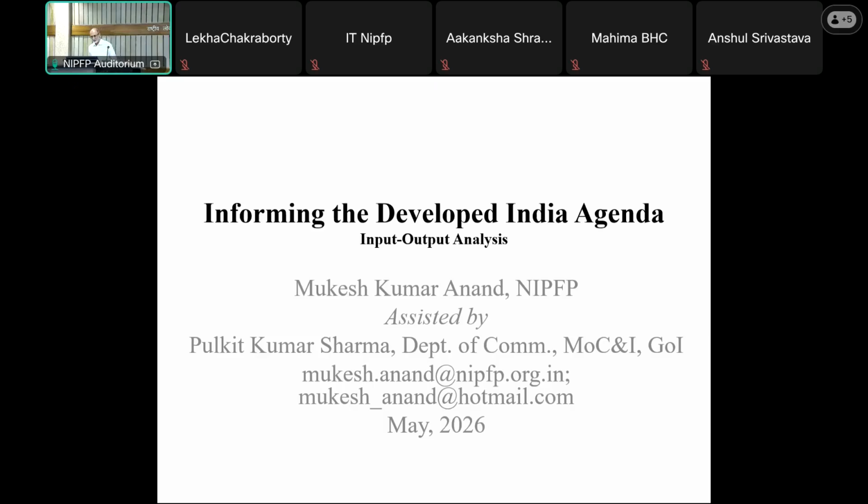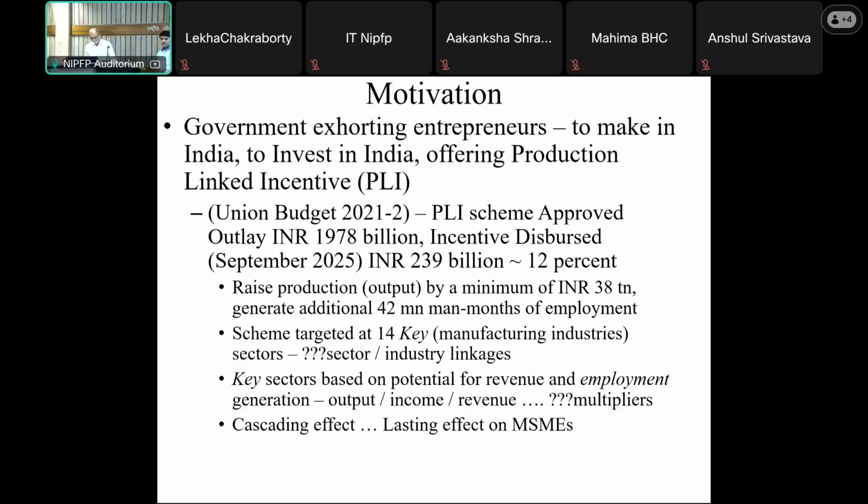So what I'm going to do is to talk on informing the developed India agenda, and use an input-output analysis to do that. The motivation that I draw for this paper is that the government of India has been exhorting people to make in India, make for India, start up India, invest India, kind of things. And then it came up with the production linked incentive scheme sometime in 21-22. A budget was allocated about close to 2 trillion rupees. And there is some incentive which has been disbursed.